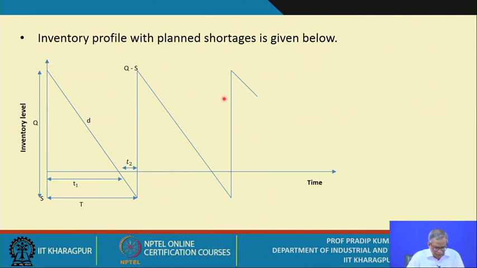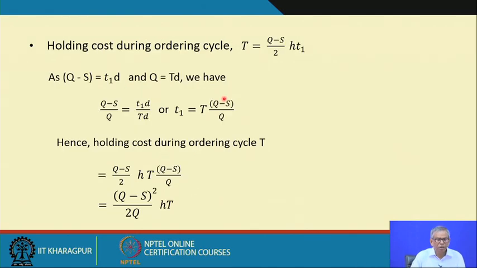Okay, right? So now you have the holding cost, you have the ordering cost, and you have also the back ordering cost. So while you get the expression for the total variable cost, you need to consider the back ordering cost also, along with the ordering cost and the holding cost.